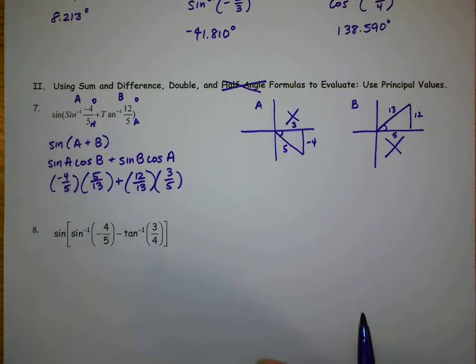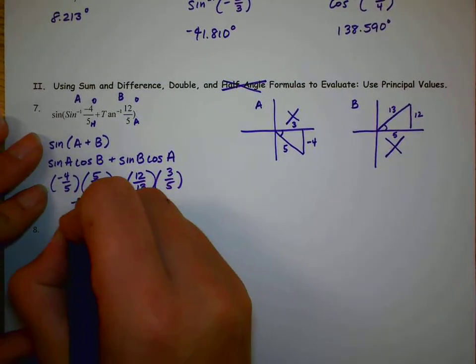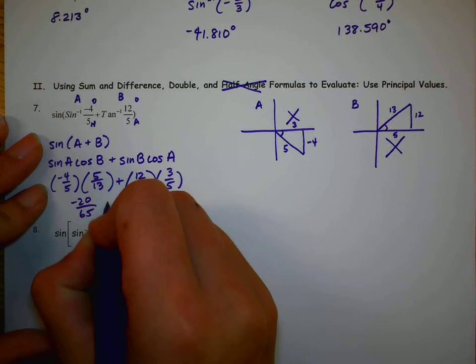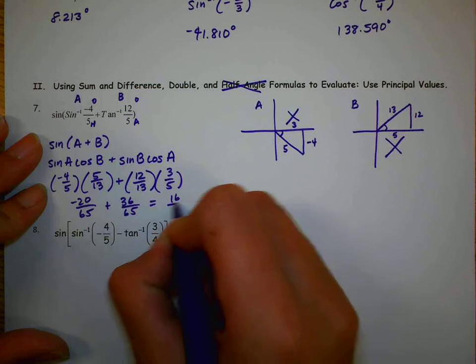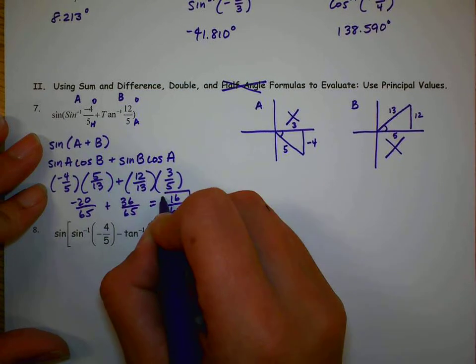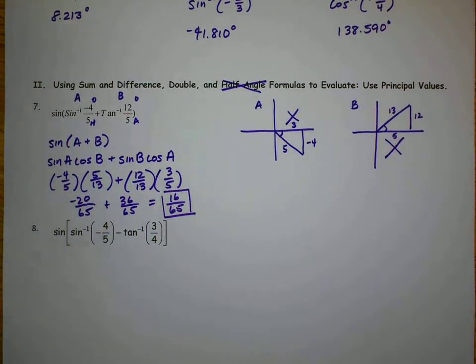We're going to multiply this out. We get negative 20 over 65 plus 36 over 65, positive 16 over 65. Alright, you guys try out number 8.